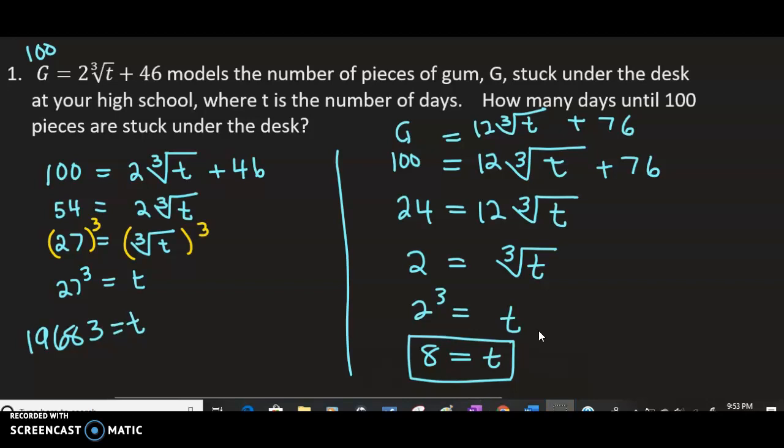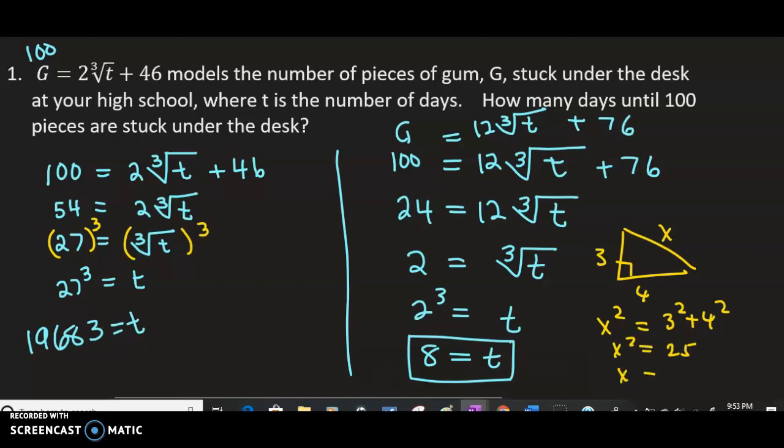So now let's just recap what we did there. We isolate the cube root, and then cube it. It's kind of like when you're solving a right triangle like this, and say this is x. If you have x squared equals 3 squared plus 4 squared, you isolate the x squared, so 9 and 16 is 25, and then you take the square root.